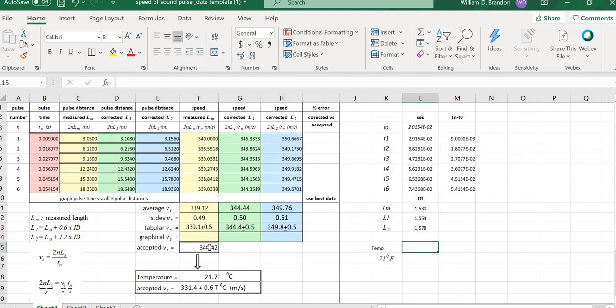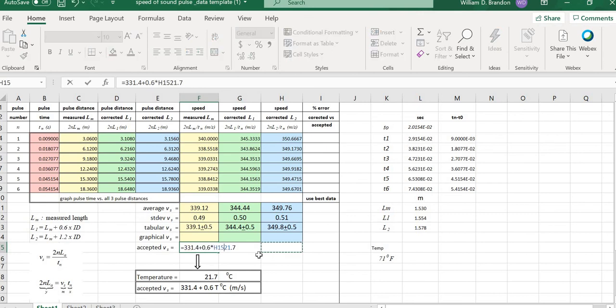344.42. Now look at that. That's just pure luck. It's almost perfect agreement there. Look at that. It acted like a single open-ended pipe. So that's your best data according to the table. See that? Okay, so there you go. That's your accepted value, and we only need 1 sig fig because we're not that accurate.